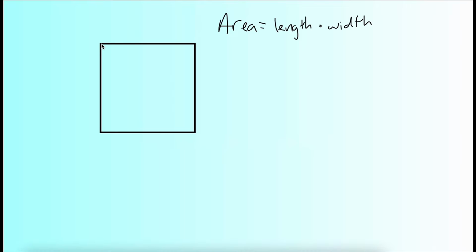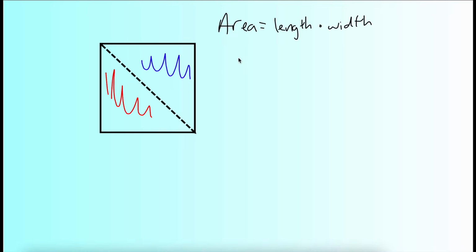Now, what could I do to this rectangle in order to turn it into a triangle? Well, one thing you could do is you could cut the thing in half. And if you cut this in half, what you've just formed is a triangle. Actually, you've formed two triangles. One's right here, and one is right here.